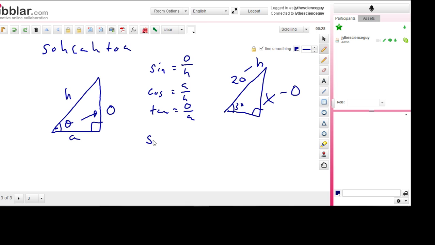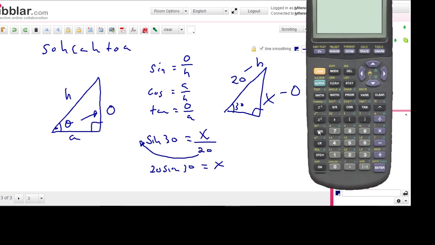So I have the sine of 30, because that's the angle, is equal to opposite over hypotenuse. So this is x over 20. Okay. So I solve for x. That means I have to move this number up there. So this is 20 sine of 30 equals x. So when I do that in my calculator, 20 sine 30.